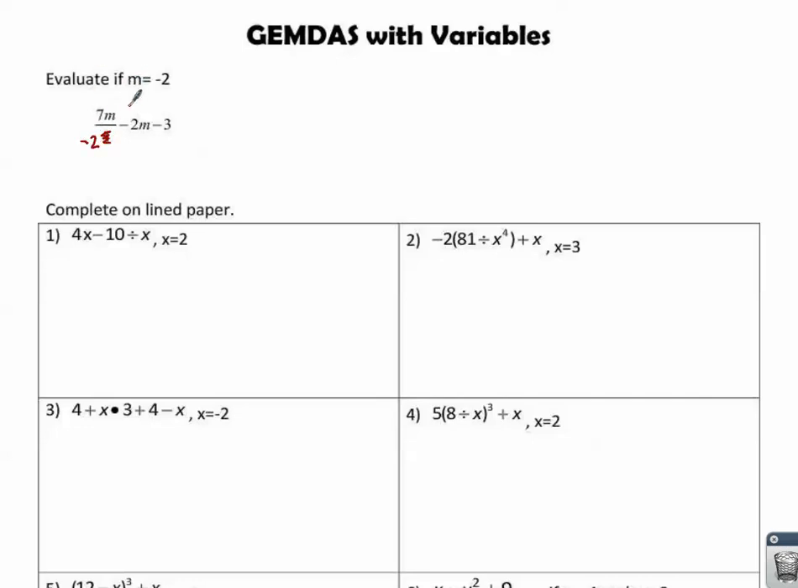So let's plug in our m. Do not forget to use parentheses. 7 times m, or -2, over -2 minus 2 times -2 minus 3. So you want to simplify your fraction first. So 7 times -2 is -14. -14 divided by -2.